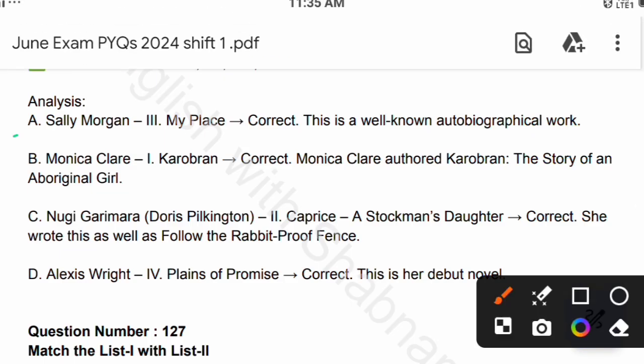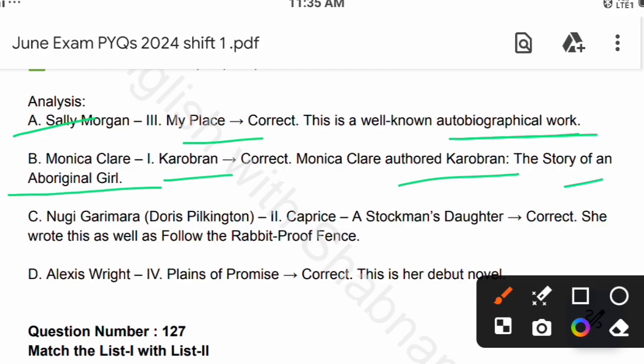Sally Morgan, My Place, correct. This is a well-known autobiographical work. Monica Clare, that was from Caro Brand text, authored Caro Brand, The Story of an Aboriginal Girl. Ngugi Garimara, Doris Pilkington, Caprice, Stockman's Daughter. She wrote this as well as Follow the Rabbit-Proof Fence.